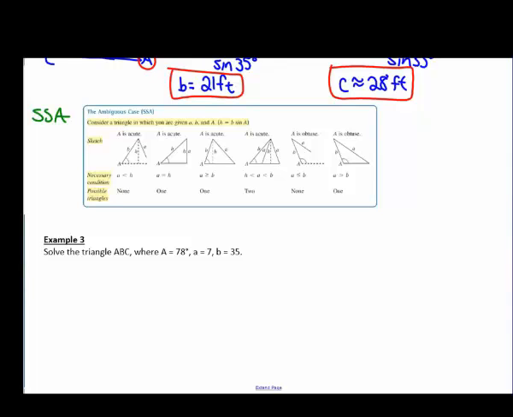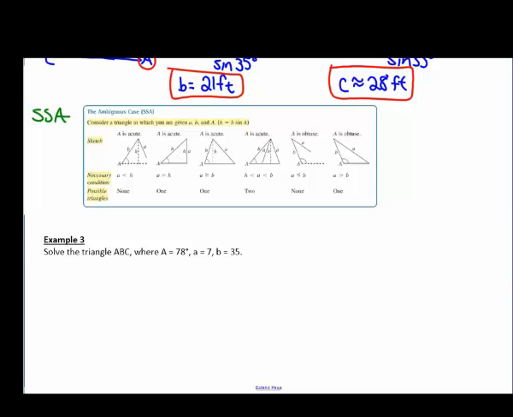So you can see in our notes we have several different situations. Two of the situations give us no triangle that exists. Three of them give us one triangle, and one gives us two triangles. And so we'll do an activity that will help that to make a little bit more sense later. But let's take a look at example number 3.